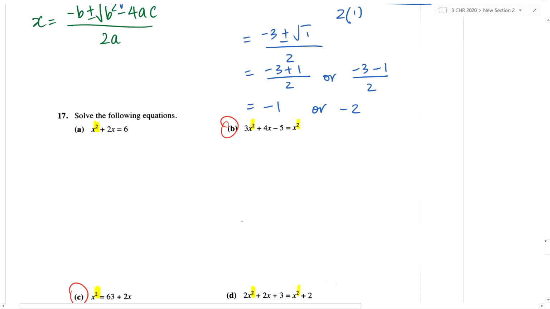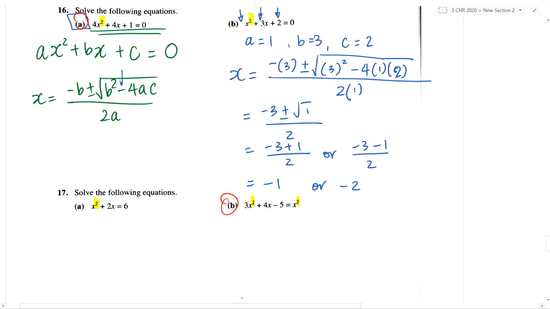The next question, 17. This is what I'll be doing with you. Since I see a power 2 in the x, I know I should use my formula. Again, there is a catch. I need to know the values of a, b, and c. I can only find the values of a, b, c if the right hand side is equal to 0. So look carefully. Is the right hand side equal to 0? No, it is 6. I need to make it 0. How do I make a 6 become a 0? By subtracting both sides with 6.